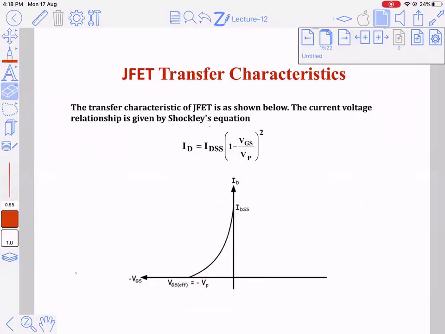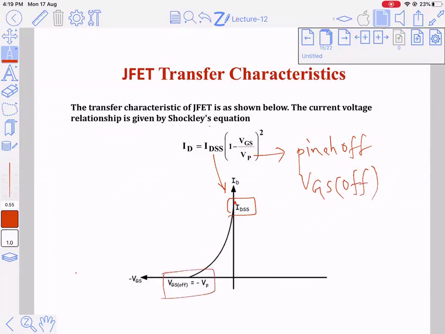So the equation is given by ID is equal to IDSS. So what is IDSS? IDSS is the maximum IDS current, maximum current. Right? ID is equal to IDSS times (1 minus VGS by VP) the whole squared. What is VP? VP is the pinch-off voltage. So in some books, they'll also write it as VGS off.